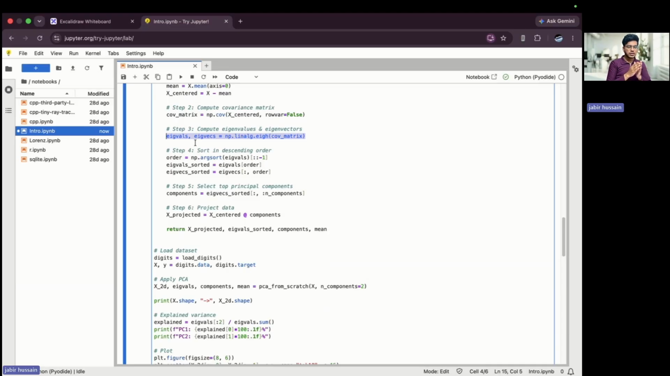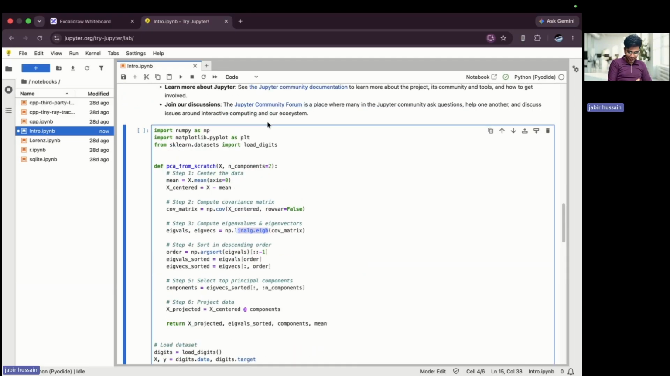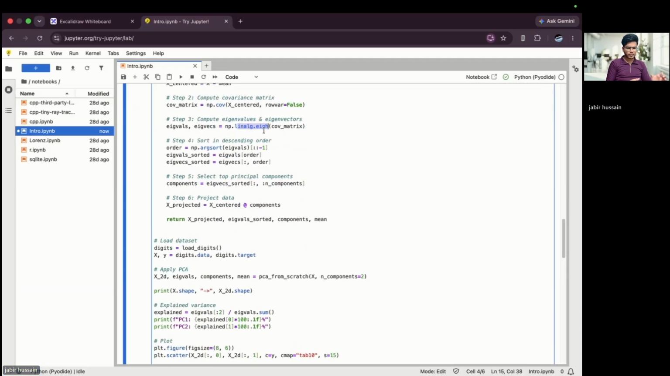Okay. Now, the thing I'm doing in the fourth step is that these eigenvalues and eigenvectors are very random. The function which I'm using is linalg.eigh. This is a function from the NumPy library. It gives us eigenvalues and eigenvectors randomly, right? So to sort them in descending order, we are using this. So we are storing the descending sorted order of eigenvalues and eigenvectors.